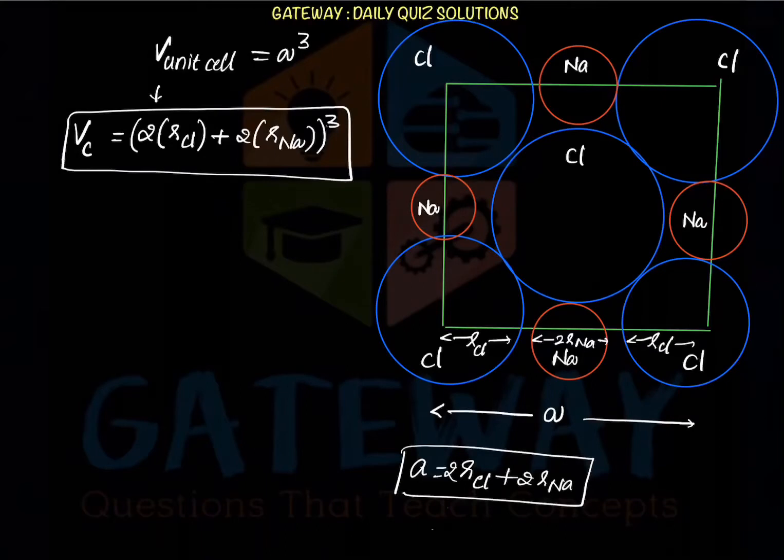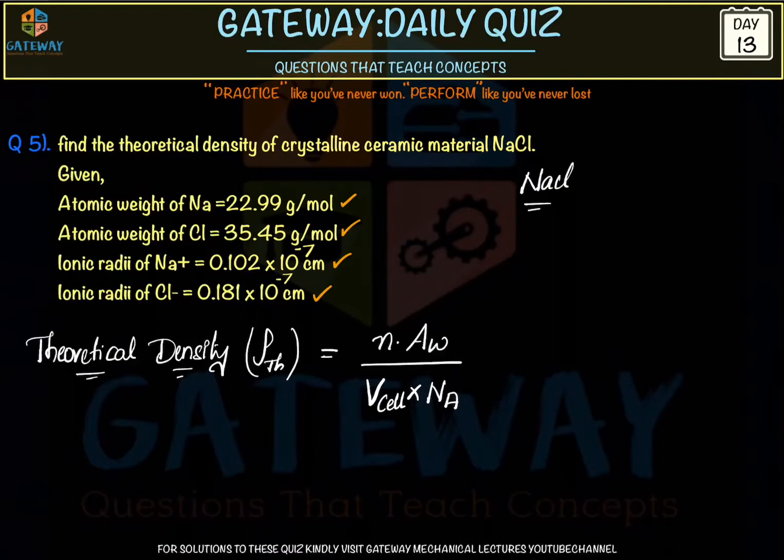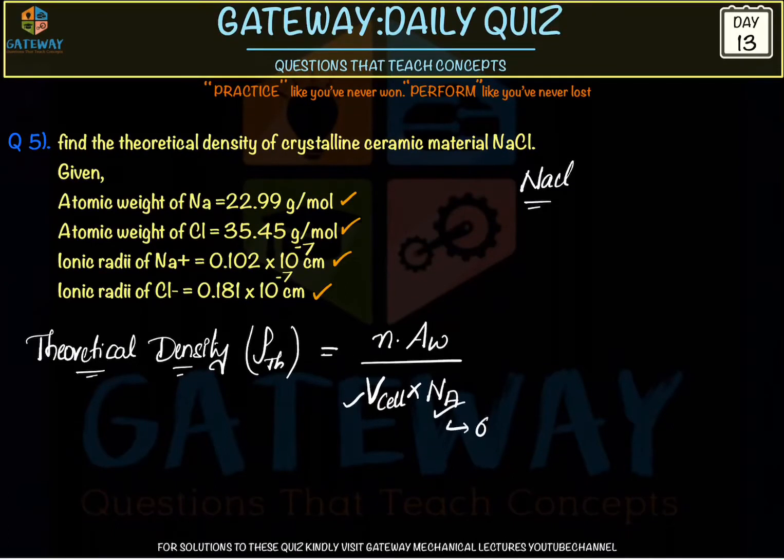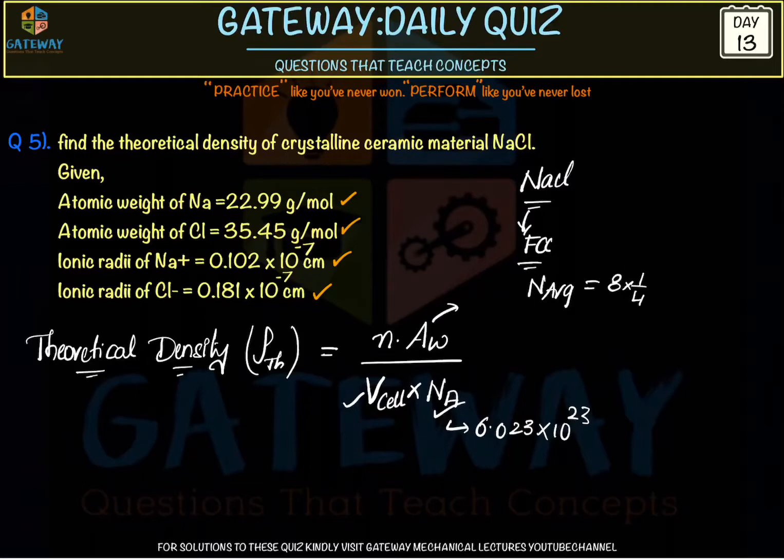The volume of the unit cell is known, and Avogadro's number we know is 6.023 into 10 power 23. Now we need to know the atomic weights. To calculate atomic weights, we need to know how many atoms are present in the unit cell, how many atoms of sodium and how many atoms of chlorine. Generally for NaCl in an FCC structure, the average number of atoms is 4. How do we get 4? We have 8 corners, so 8 into the contribution of 1/4.